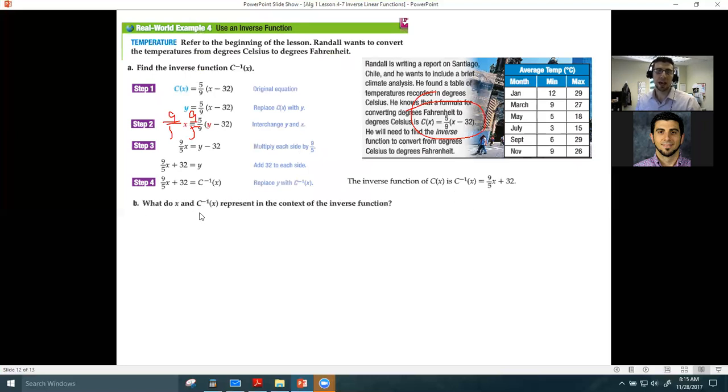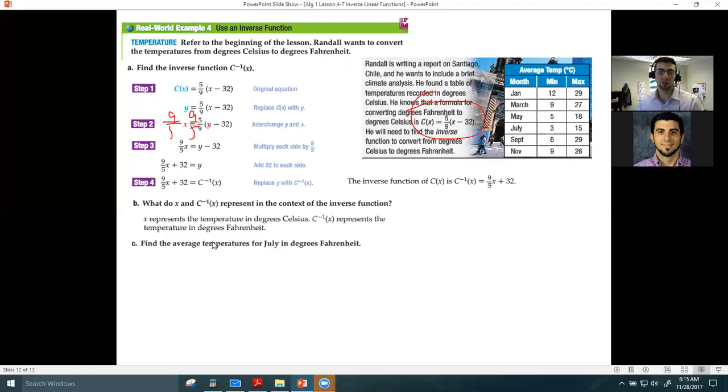So what do x and c inverse represent in the context of the inverse function? Well, here in the original problem, x represented degrees Fahrenheit and c represented degrees Celsius. We flip-flopped that. So x represents the temperatures in degrees Celsius and c inverse represents the temperatures in degrees Fahrenheit.